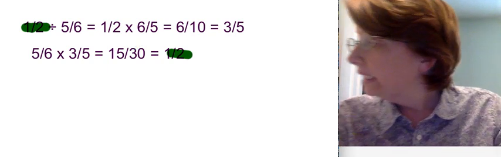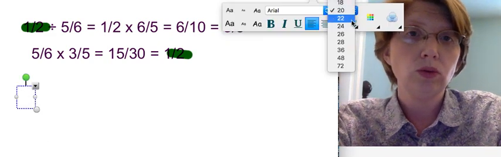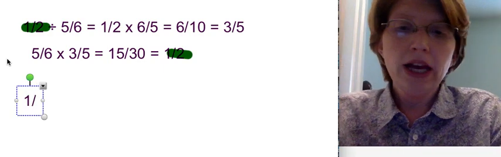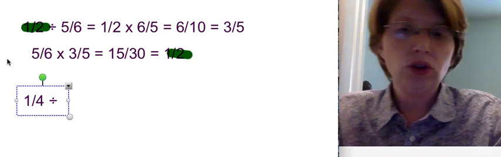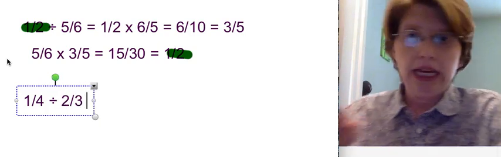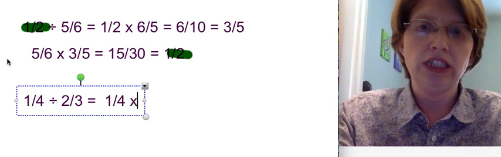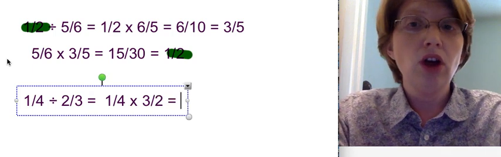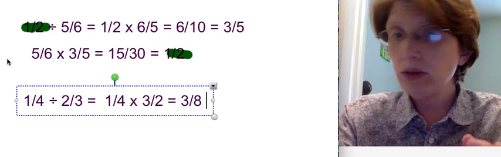All right. Now, let's do one more together, and then I'll tell you what I'm going to do. Okay, number 4. 1/4 divided by 2/3 equals, okay, so let's do what we normally do. 1/4, change it to times, flip, 3 over 2, multiply straight across, I get 3/8. It cannot be reduced.